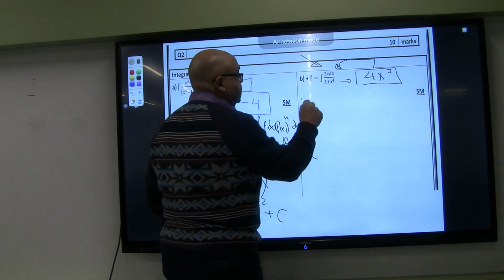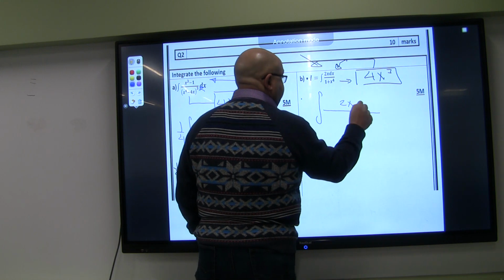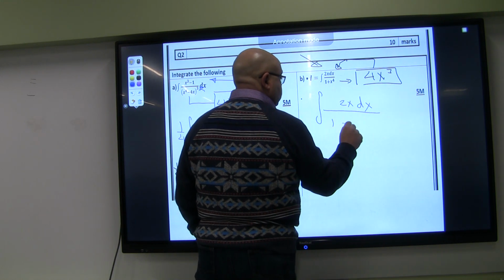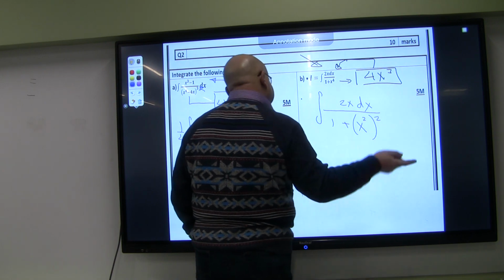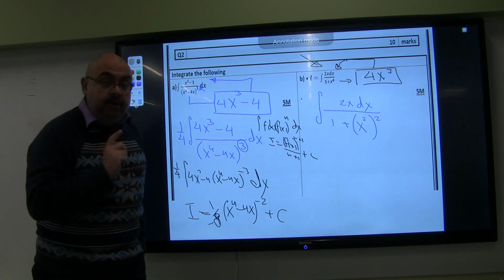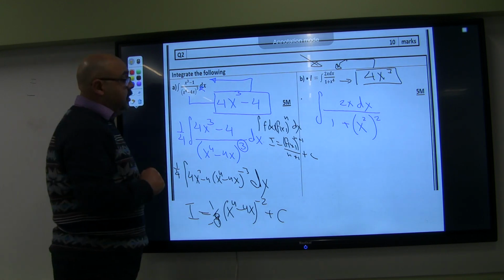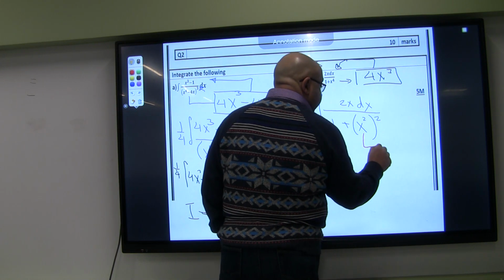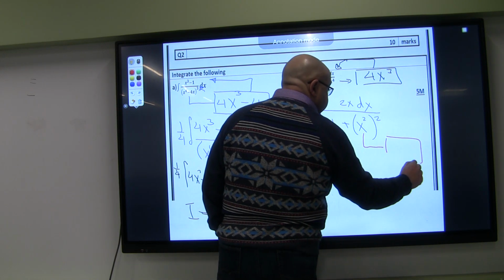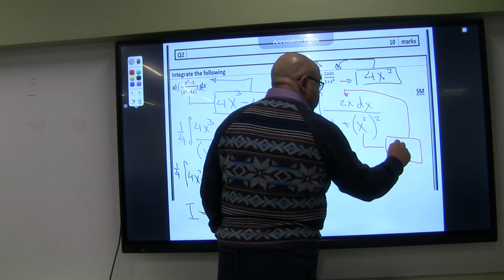Okay, listen. If I want to integrate, and this is 2x with respect to x, over 1 plus x squared to the power of 2. This is the second trick I can use once I have a numerator and a denominator, as we learned together. So all I need to check is that the derivative of the function inside the squared bracket may exist, which actually does exist.